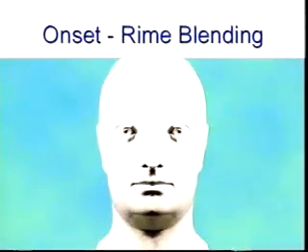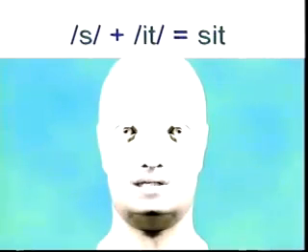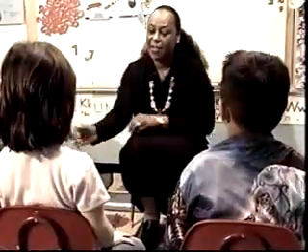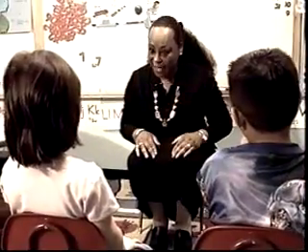sound. Onset rhyme blending requires students to be able to hear and separate the first sound of a word and then blend the sounds of the word together. It, sit, app, map. Word hunt is a good activity for onset rhyme blending and segmenting.